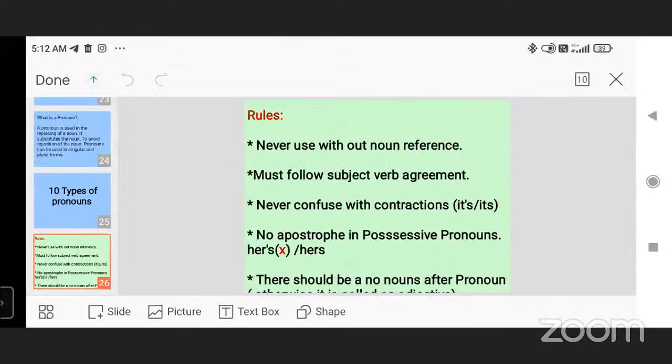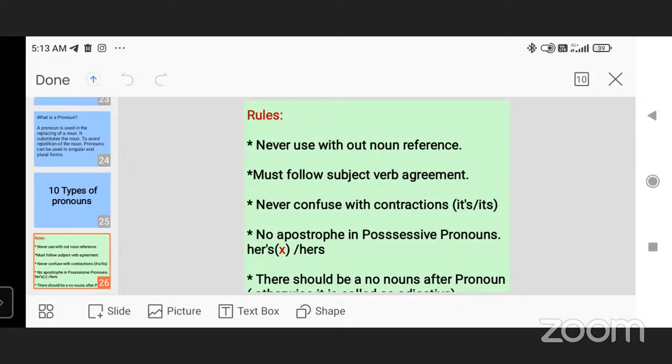In the same way, in pronouns we have certain rules. Let's see what they are. Never use a pronoun without noun reference. For example, Dia is my student. Dia, she will always attend the class. Dia is an attentive student. If I say Dia again and again, it will get boring. So instead of saying Dia repeatedly, we use the pronoun. Before using the pronoun, the name must be mentioned.